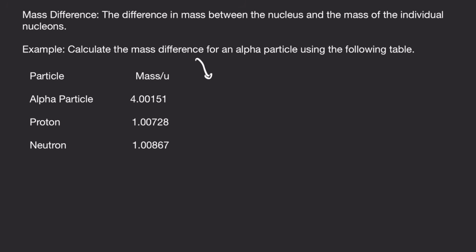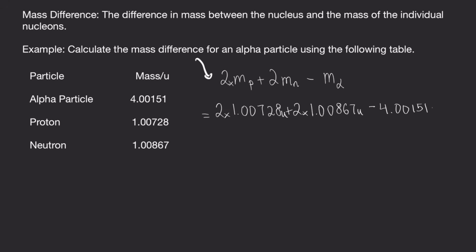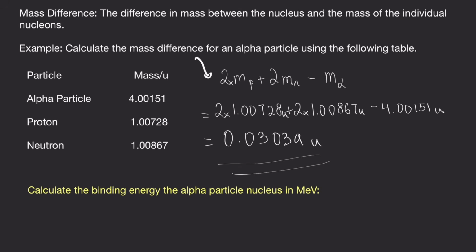The mass difference will simply be the mass of the individual nucleons, so that will be 2 times the mass of a proton plus 2 times the mass of a neutron, take away the mass of an alpha particle. Let's plug in some of those values. We are going to get 0.03039 u. And here's a really important trick which is going to save you a ton of time in exams.